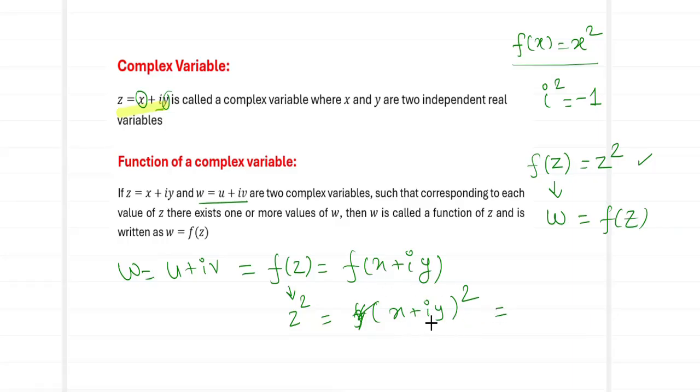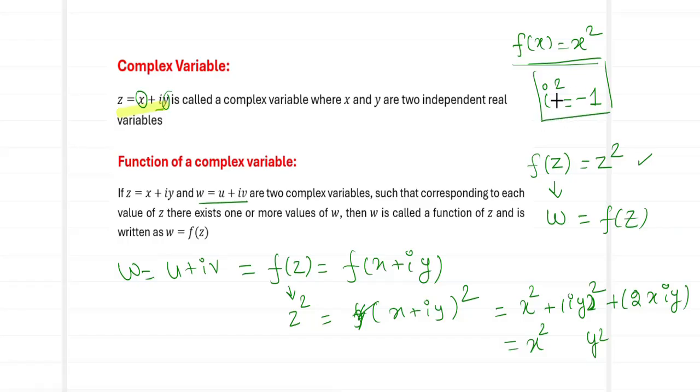So let me use the a plus b the whole square formula. So it becomes a square plus b square plus 2ab. So now this gives me x square. This is y square. And what we know about the imaginary part i square? i square is always equal to minus 1. So it becomes minus 1 times y square plus, this is the only term that contains i, so let me pull my i in the front, and you have it as 2xy.